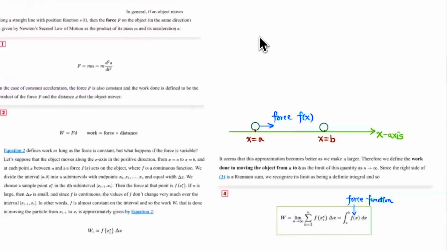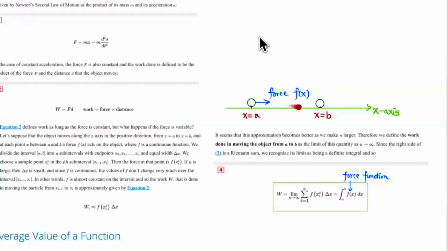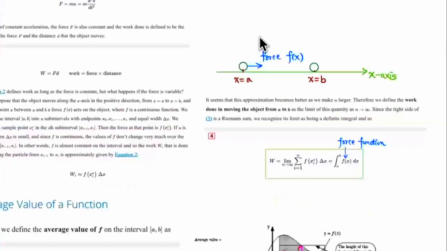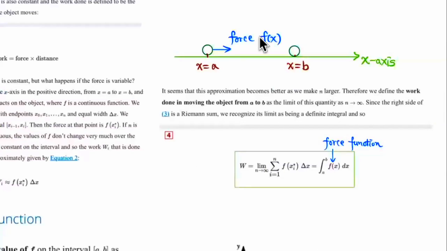And the work that we talk about here will be a force that is not a constant. Instead, it is a continuous function. If you want to find the work done by this function along a straight line from point A to point B, then the work done by that force is going to be the integral of that force function with respect to x, x going from A to B. So that's the work.